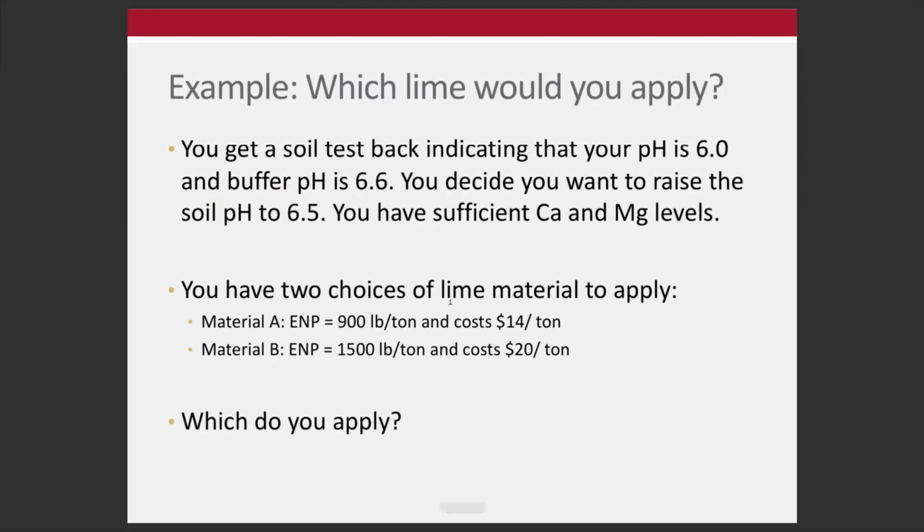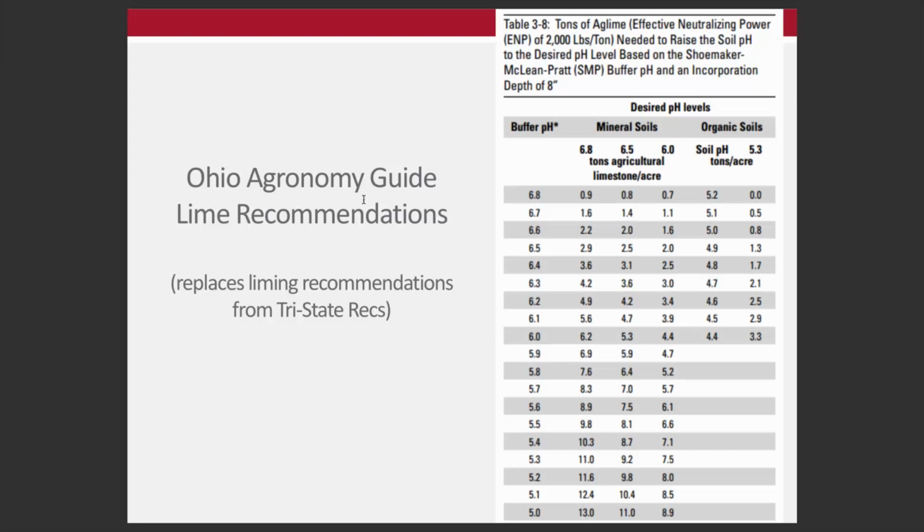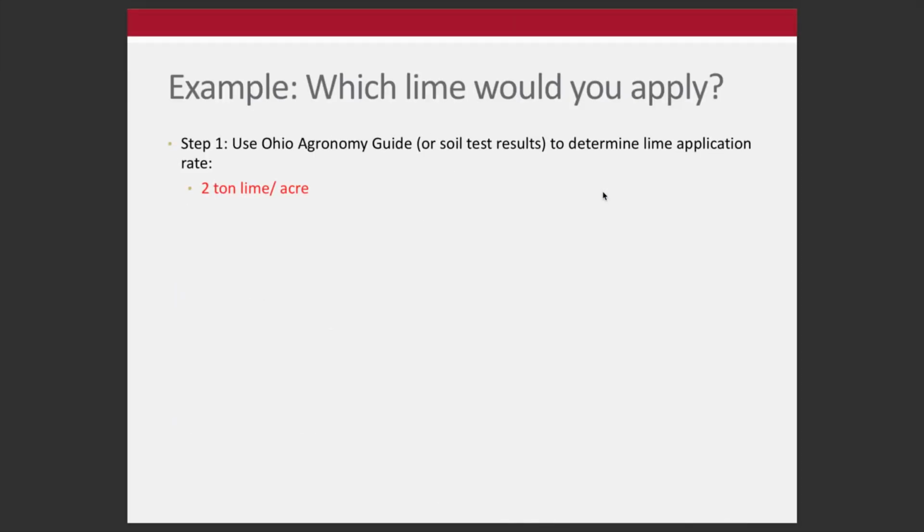Okay, so the first step is to use the agronomy guide or soil test results to determine lime application. Now let's go back, and again we'll say that our soil pH is 6, our buffer pH is 6.6, and that the desired level is 6.5. So we just read across here: 6.6 buffer pH, 6.5 desired level. That gives us 2.0 tons of agricultural limestone per acre. So that's our lime rate of 2 tons per acre.